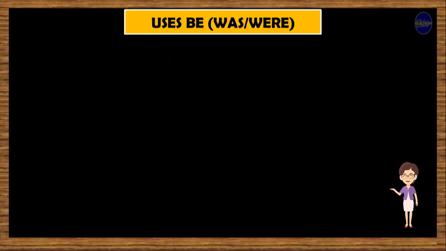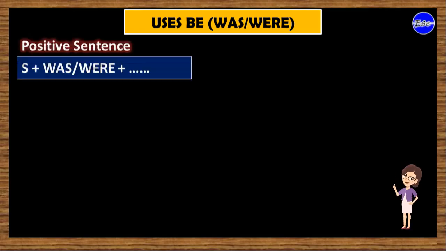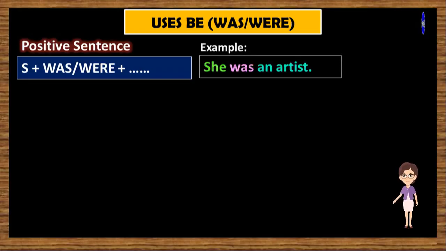Alright, now let's continue to rule 2. That is, if the sentence uses be. Here you have to know, be, that is used in simple past, is either was or were. So the formula for positive sentences is subject, plus, was or were, plus, blank, or the rest of the sentence. For example, she was an artist. In this sentence, the subject is she.